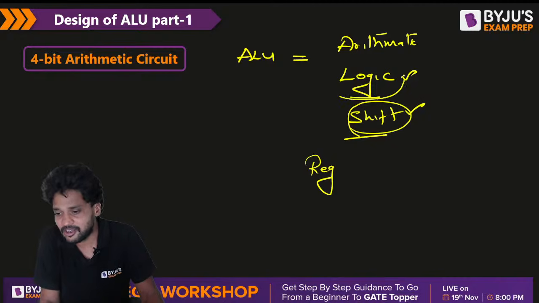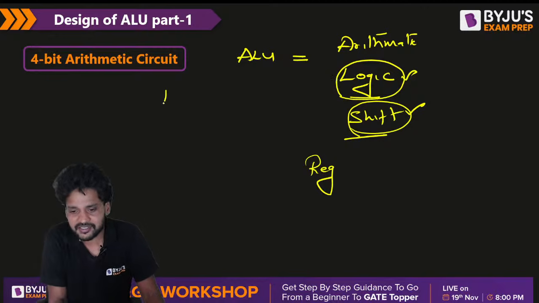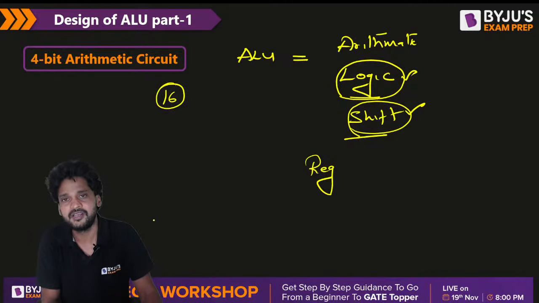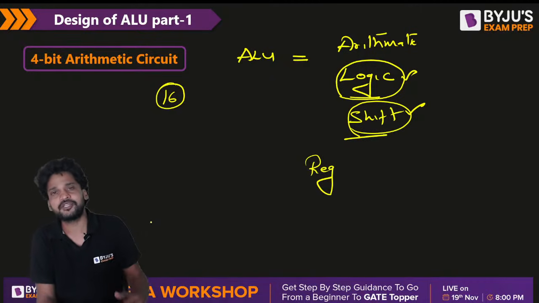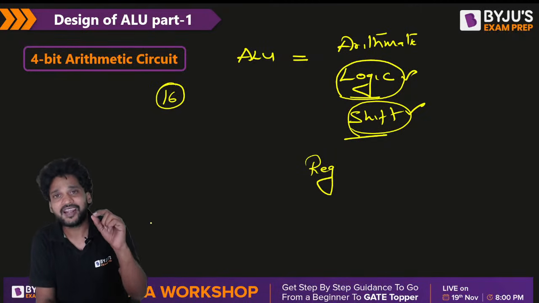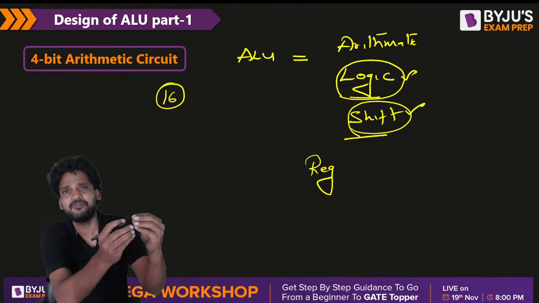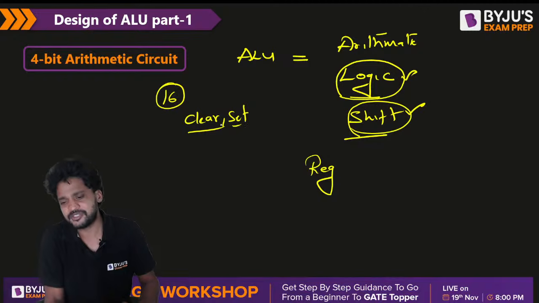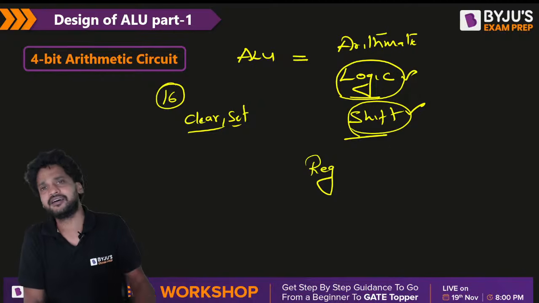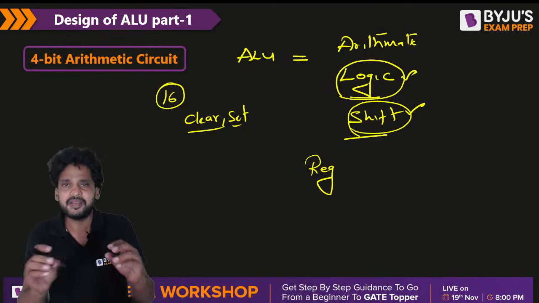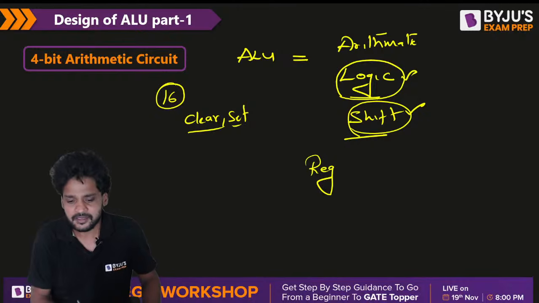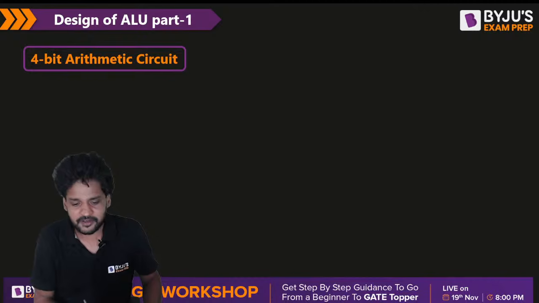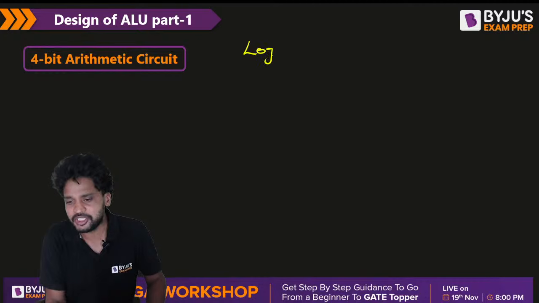And for designing the logic unit, understand there are 16 logic operations. Each and every logic operation is supported by a corresponding gate, except a few logic operations. Let us say some logic operations are clear and set. For this, we don't need any gates, rather some other mechanism is actually required. Understand carefully how to design the logic unit.